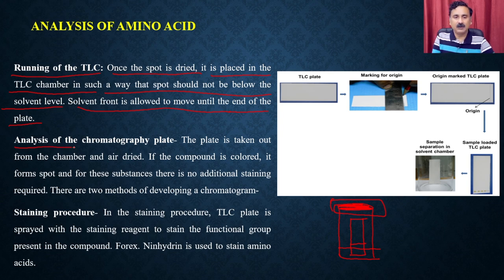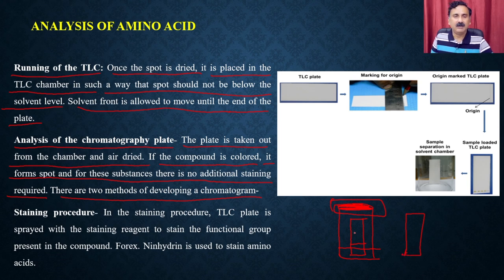The analysis of the chromatography plate. The plate is taken out from the chamber and air dried. If the compound is colored, it forms a spot, and for these substances there is no additional staining required. There are two methods of developing a chromatogram. So you can just take out this plate and then air dry it.